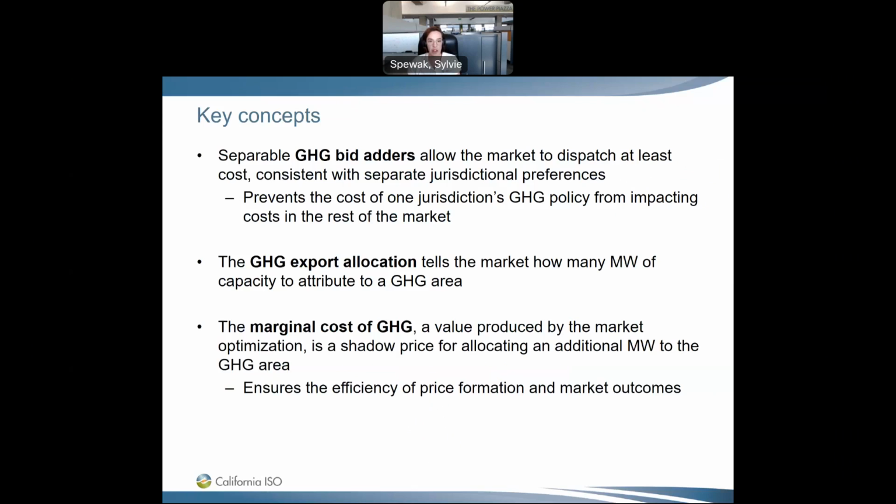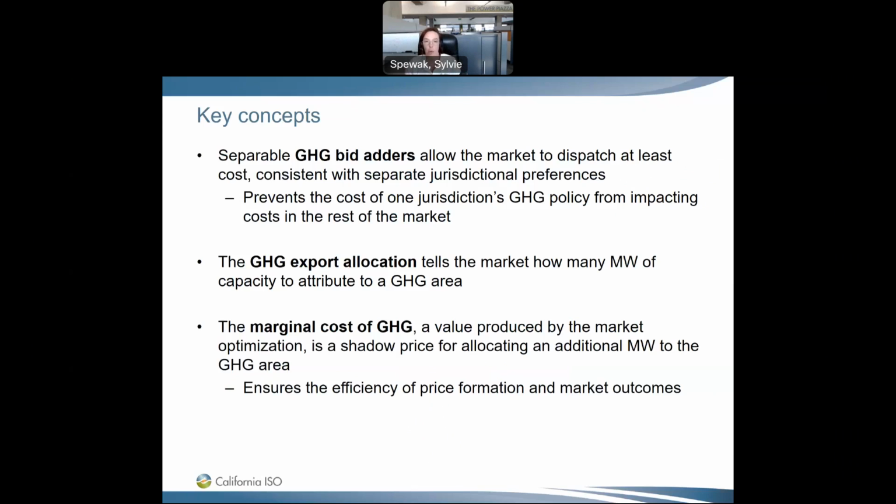There are three main concepts or aspects of GHG design that allow us to optimize market dispatch with GHG. First is separable GHG bid adders. The separable GHG bid adders allow the market to dispatch at least cost consistent with separate jurisdictional preferences.